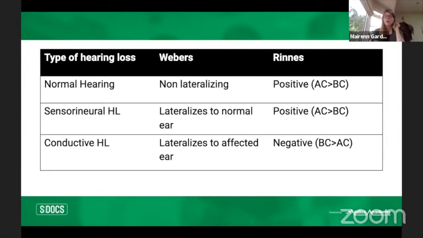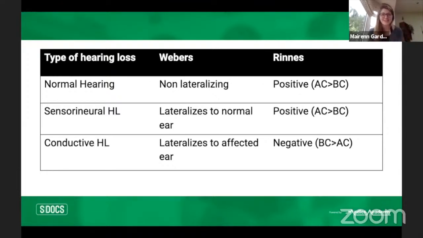So when you move the tuning fork from the mastoid to in front of the ear, they'd be able to hear it. Sensory neural hearing loss will also have a positive Rinneys test and will lateralize to the normal ear. So this means that it will lateralize to the normal ear.